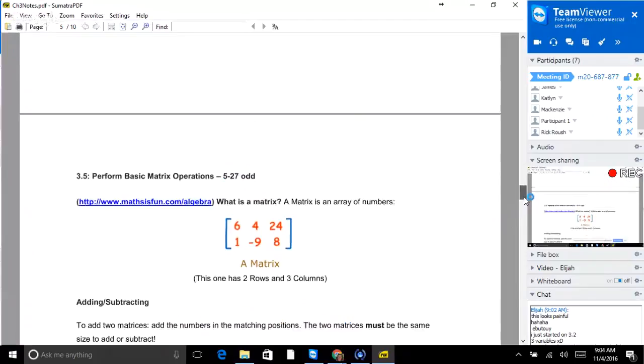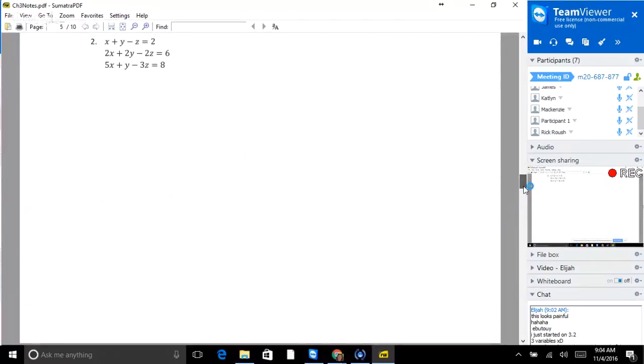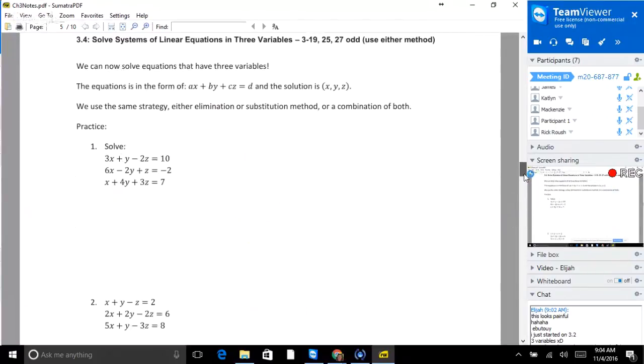My first thing that I wanted to go over with everybody is any questions. So I know that we left off having tons of fun on Monday with all of our solving equations.